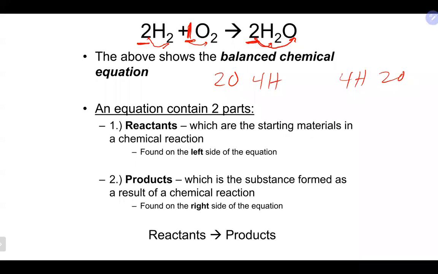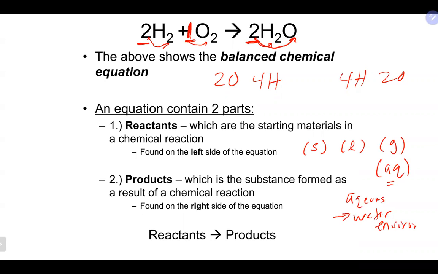Some other things that we sometimes see in formulas or equations are the states of the compounds. Next to the formulas, you'll see S for solid, L for liquid, G for gas, and AQ is a very common one as well. That means aqueous. That basically means it's a water environment. It is basically a solution.